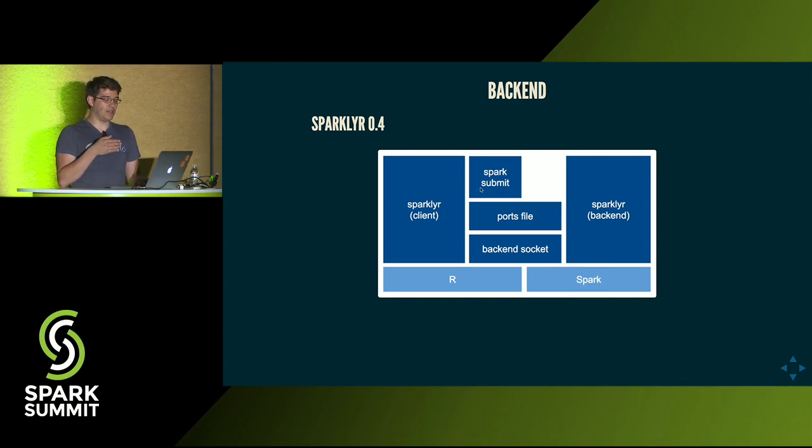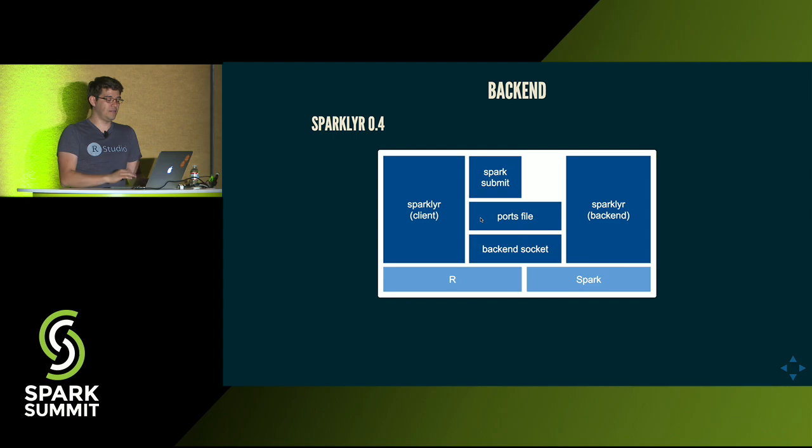Both start initialization through Spark Submit, and once the backend initializes, something needs to tell the Sparklyr client how to connect to the running application. The way it was done on SparkR and also on Sparklyr 0.4 was using a ports file, which is basically a file that sits on disk. This meant it was pre-assumed that Sparklyr would be running on the driver node, on the same node where it was getting initialized.